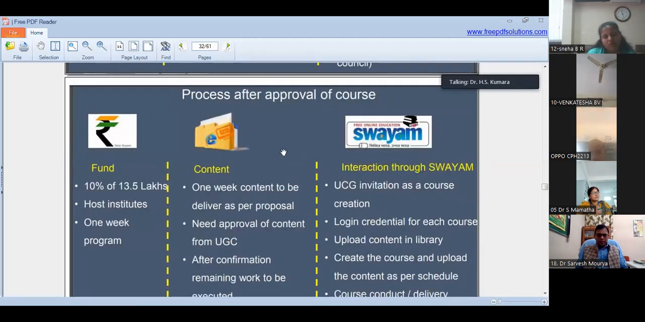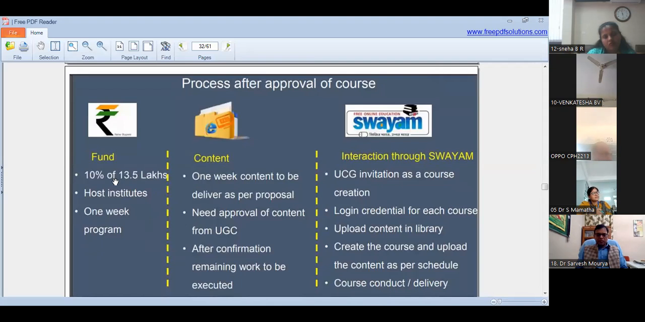Then, as soon as your course is approved, they will give 13.5 lakh rupees as the total project cost for the entire course, which is a 4 credit course comprising 40 hours. As soon as your course is approved, they will also give 10% of the money directly to the concerned universities.